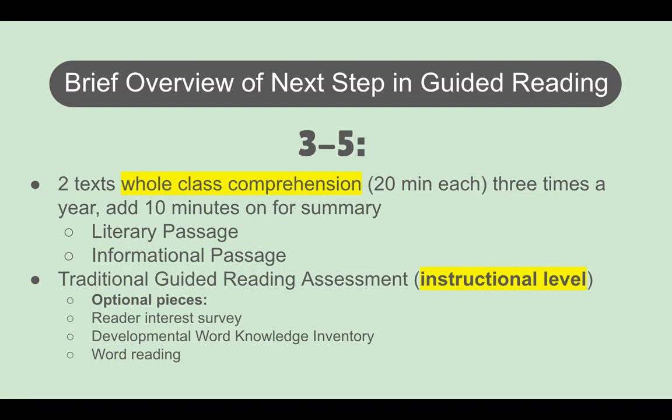So to overview the components of the 3 to 5 Next Step, the first one is the whole class comprehension piece. So you'll have 2 texts or passages for each time you give that. They take about 20 minutes each, and you give them 3 times a year. We would like to add in a summary for each one, so that adds on about 10 minutes, so you can plan for about 30 minutes per passage. And there's a literary passage and an informational passage for each time.